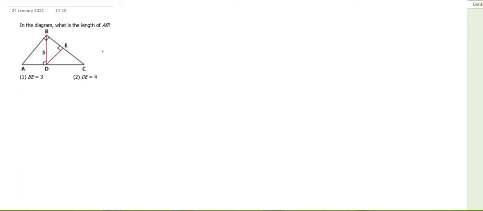Okay, now let's have a look at the question. In the question you have to find the length of AB. AB is this side, so you have to find the length of this side.